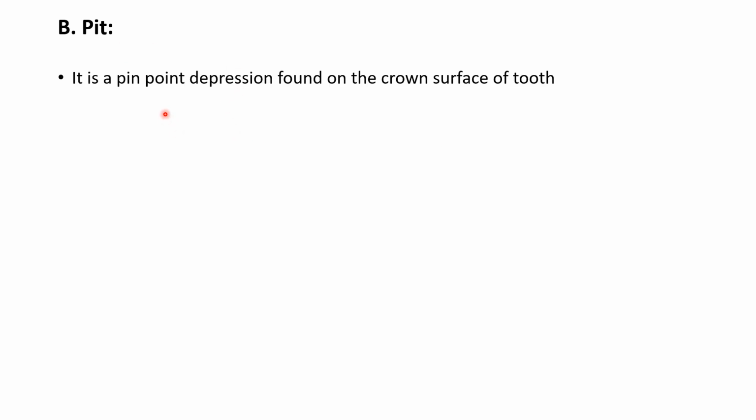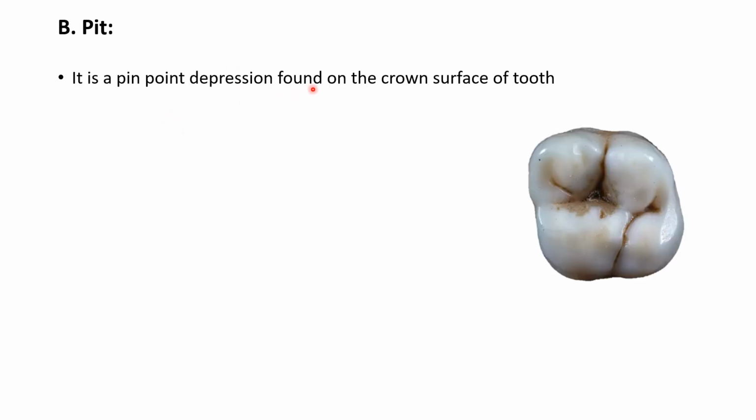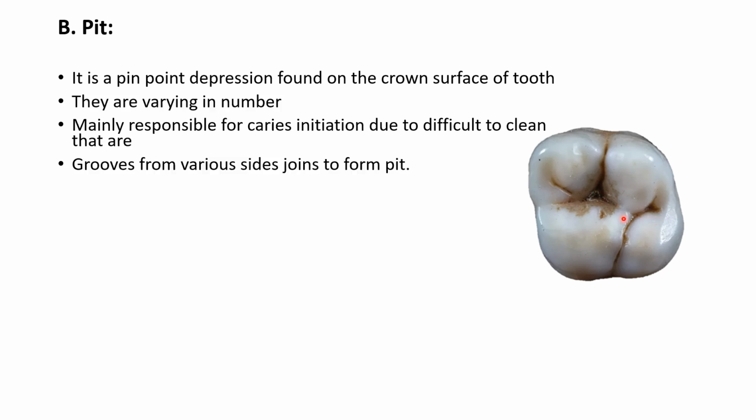So what is a pit then? A pit is a pinpoint depression present on the occlusal surface of the tooth. So these are the pinpoint depressions. You can make out here the pinpoint depressions which are present on the occlusal surface. They vary in number. There may be one pit, there may be two pits, or there may be four pits.